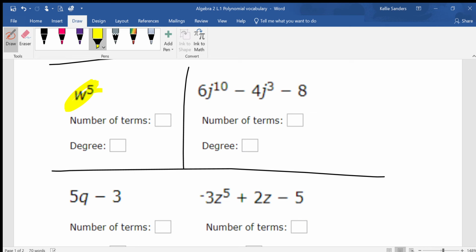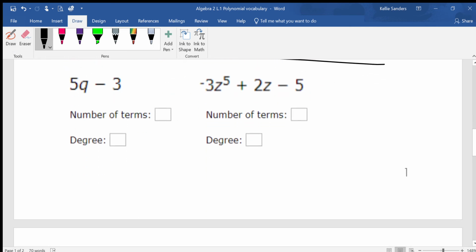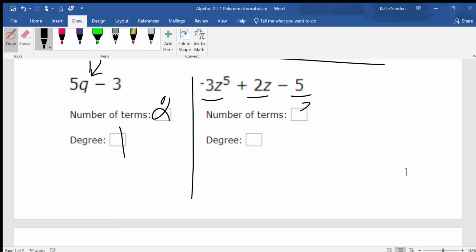Number of terms, 1, 1, 2, 3, so 1 and 3. Exponent is 5. Biggest exponent is 10. So this degree is 5 and this degree is 10. Number of terms, 2. Degree is 1 because this exponent is 1 because there's not a number there. Number of terms, 3. Biggest exponent is 5. So that's what the degree is.